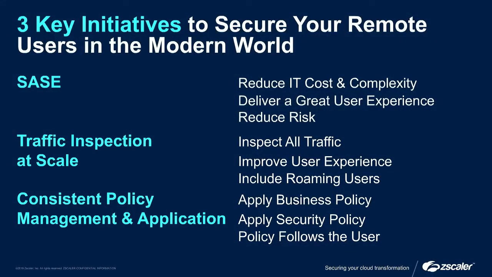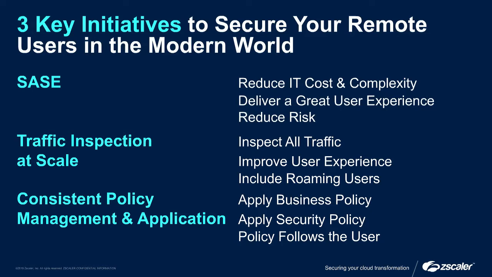The first is SASE, or the Secure Access Service Edge, which is a new term that you may have heard from Gartner. SASE allows you to reduce IT cost and complexity, to deliver a great user experience for everyone, and to reduce business risk. That relies on a number of different things, one of which is traffic inspection at scale. And it's important that you're able to inspect all traffic, and we'll discuss how that works.